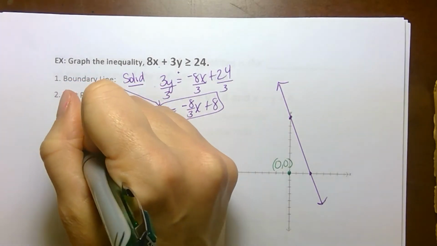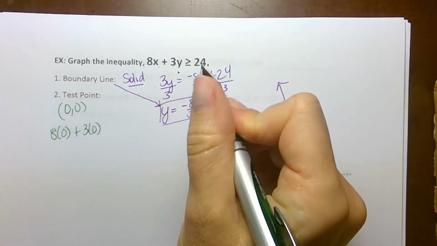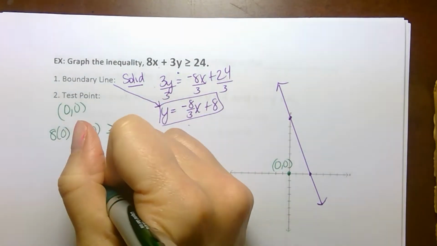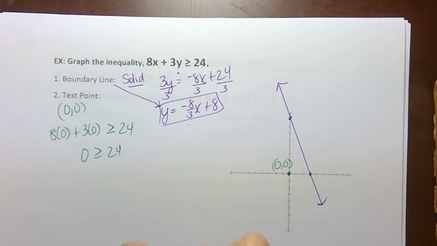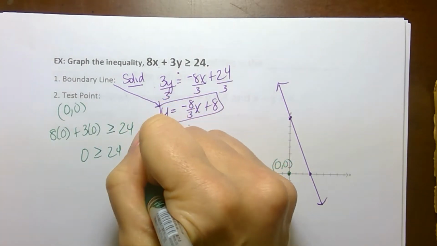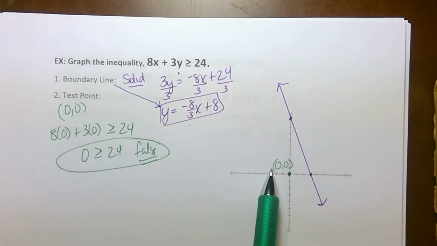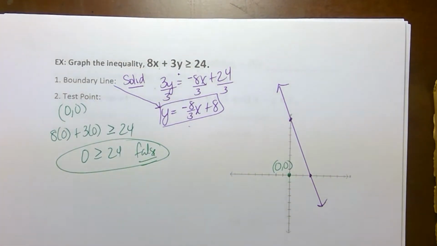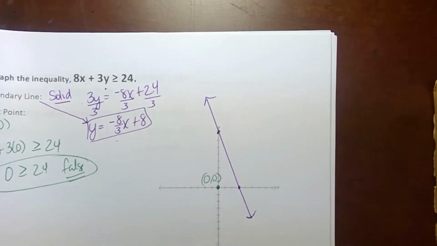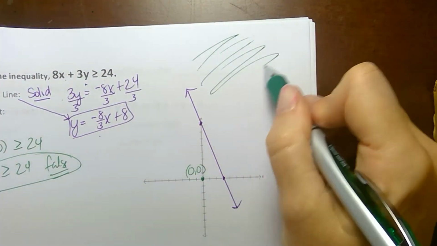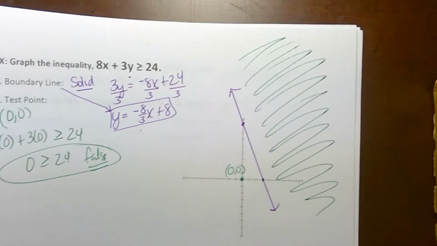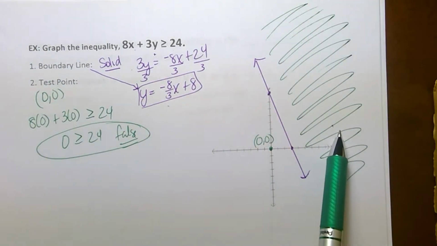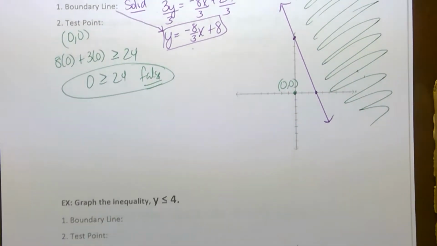So I have 8 times 0 plus 3 times 0 should be greater than or equal to 24. Well, 0 plus 0 is 0, and 0 is not greater than or equal to 24. So when I test my point, it's false again, which means this side is not the solution set. The other side is the side that I need to shade as the solution set for this inequality. So that is the graph now. So everything on this side of the line is a solution to my inequality.